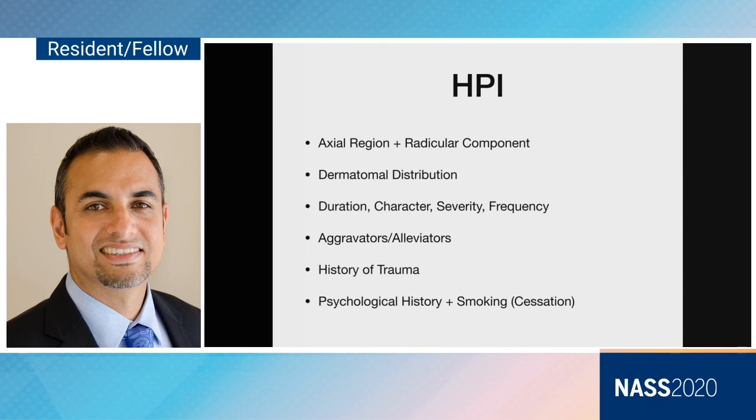The other important parameter is smoking. So do they smoke currently? And if they've stopped, how long have they stopped for? If they were smoking up until recently, what are their plans to quit? Who have they utilized to be able to cease smoking? Because most companies want to ensure that they are not smoking before they'll authorize a fusion. As we know, this impacts the rate of non-union and revision procedures.